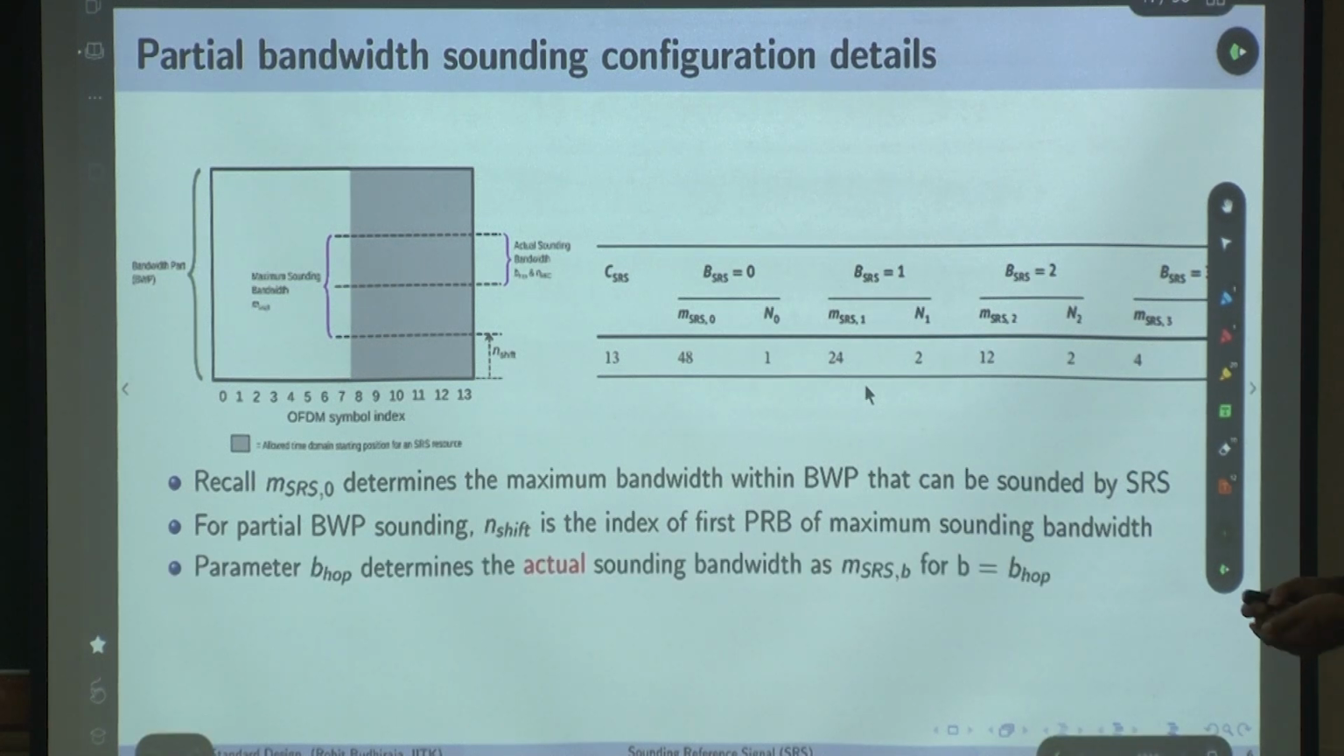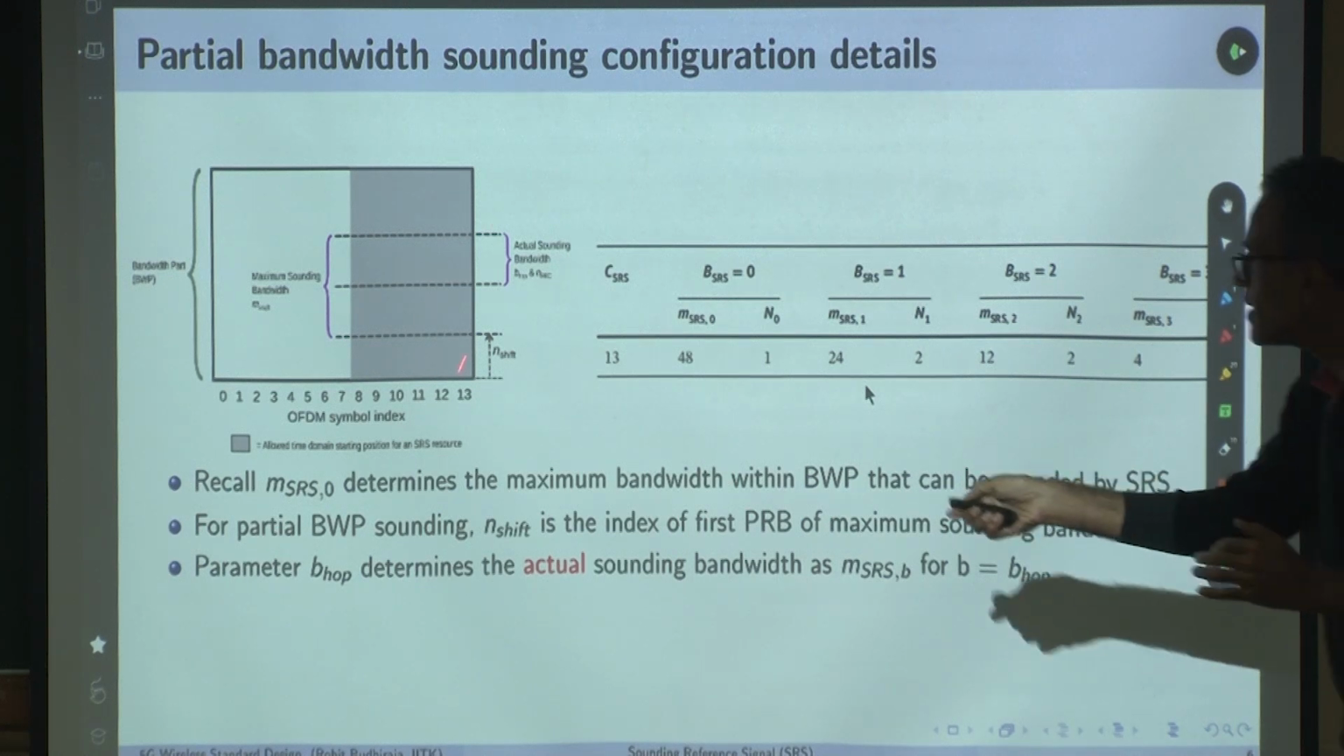Now this is a new parameter. This parameter B hop determines the actual sounding bandwidth. What is this actual sounding bandwidth? You want to sound out this complete bandwidth, that's what we are saying. You have to go back and recall this notion of hopping: in each hop, how much bandwidth are you sounding out? Understand this.